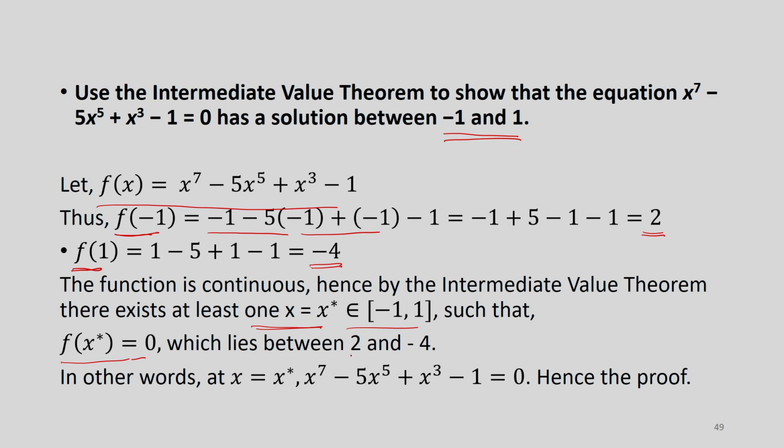which lies between 2 and -4, because 0 is a value which is between these two values, between 2 and -4, right. So, that is how we are using the intermediate value theorem to actually prove that there is at least one x, that can be called x star, which lies between -1 and +1, where the value of the function is 0, which means that at x is equal to x star, this equation f(x) is equal to 0 has a solution, that is x to the power 7 minus 5x to the power 5 plus x cube minus 1 is equal to 0. So, hence the proof.